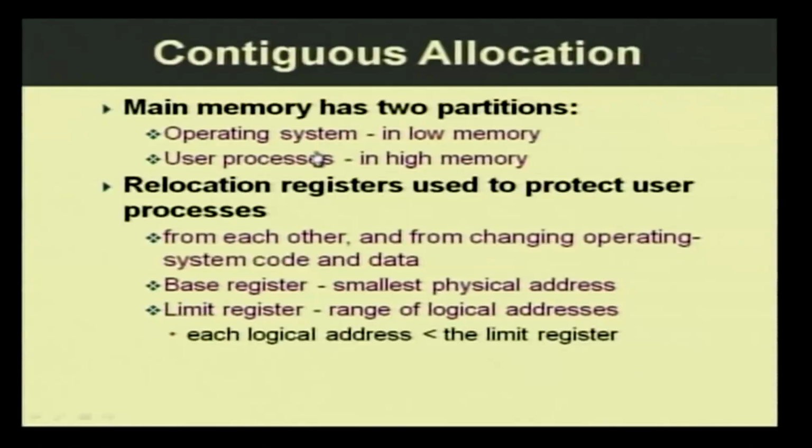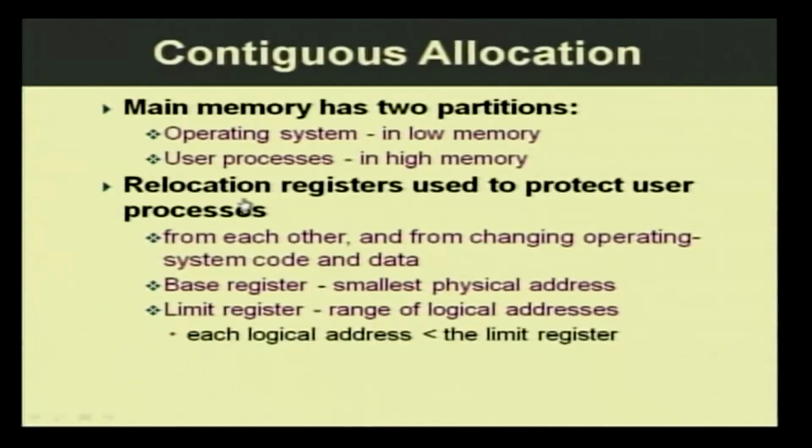Obviously the main memory has two partitions: the operating system partition and the user partition. The OS partition is in low memory. We refer to low memory as the start of the address 0, and the user processes are loaded after the loading of the operating system processes.